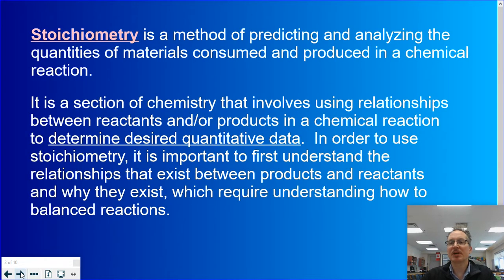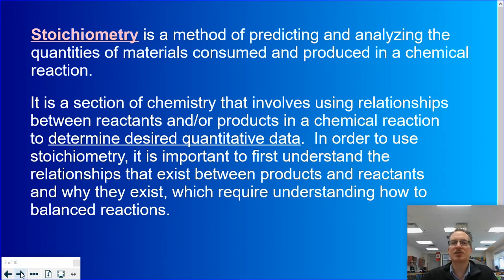Stoichiometry is a method of predicting and analyzing the quantities of materials consumed and produced in a chemical reaction. It is a section of chemistry that involves using relationships between the reactants and the products in a chemical reaction to determine the desired quantitative data. This is key. Stoichiometry is a process of determining numerical data. So we're going to be doing math when doing stoichiometry.